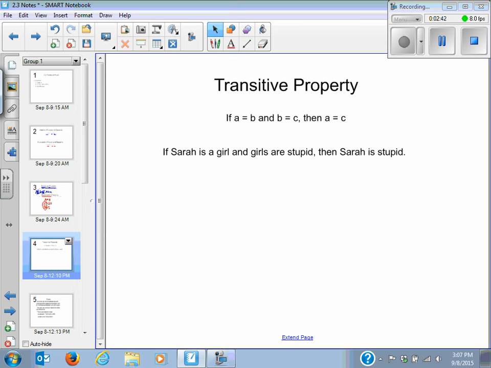Transitive property is probably one of my favorite ones. I had a great teaching moment in one of my classes. So transitive property says if A equals B, so you have A equaling B, and B equals C, then A has to equal C.